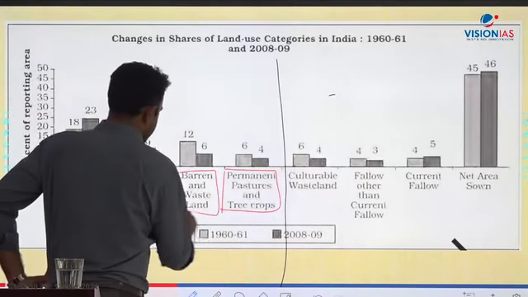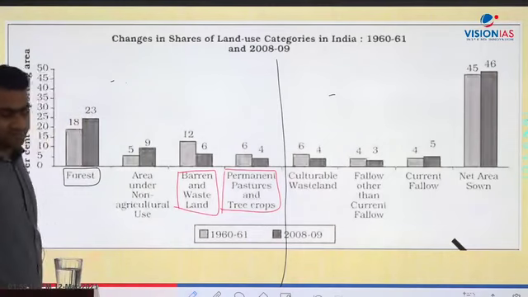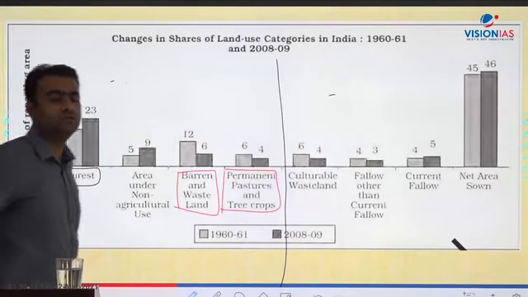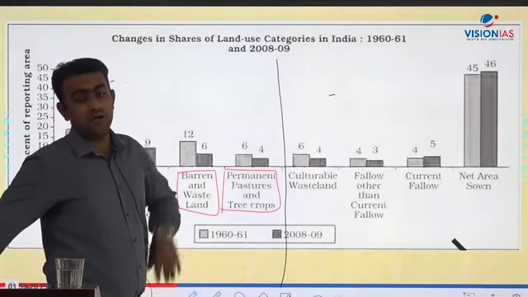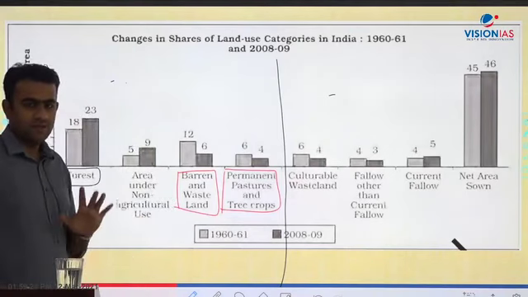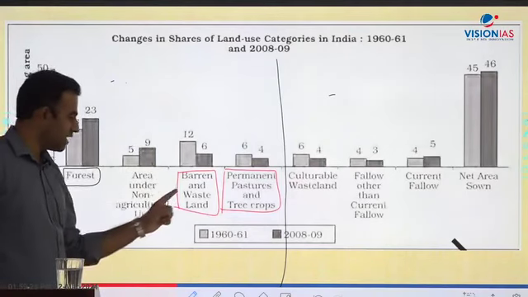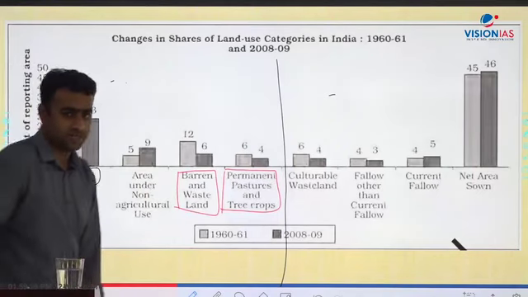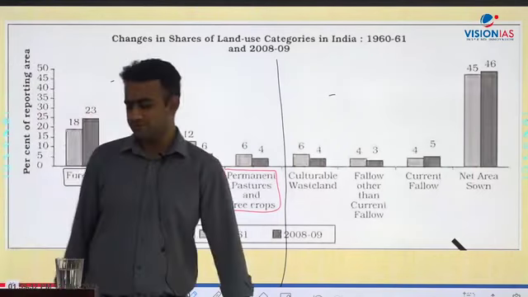Then another one is barren and wasteland. What is barren and wasteland? Basically, it is land which we cannot use for agriculture as per the presently available technology. For example, ये जो हमारा Chambal ravines are there, right? We cannot do much agriculture over there.